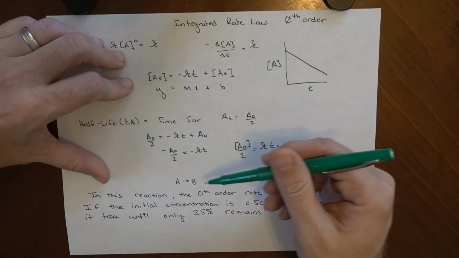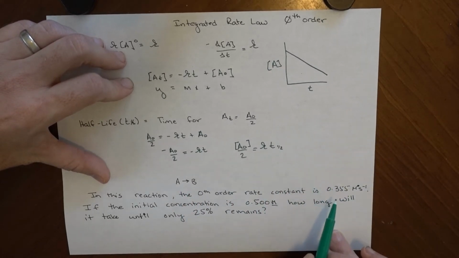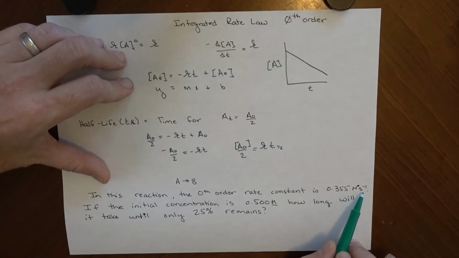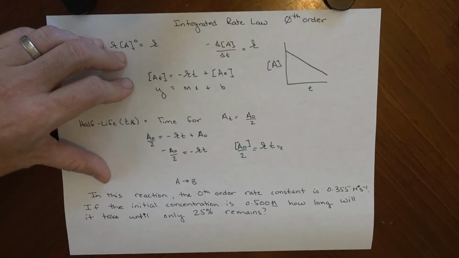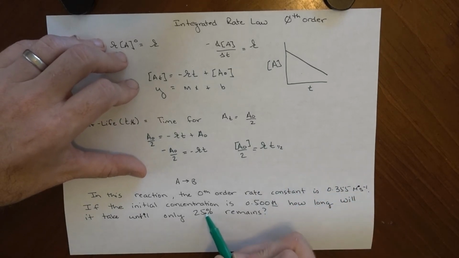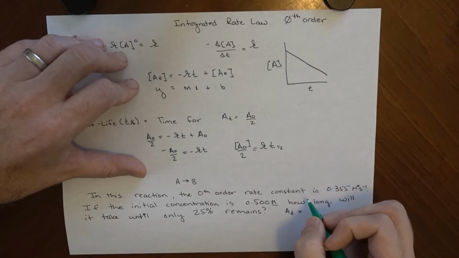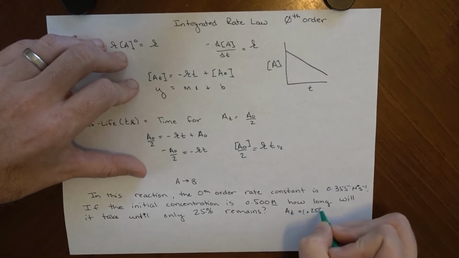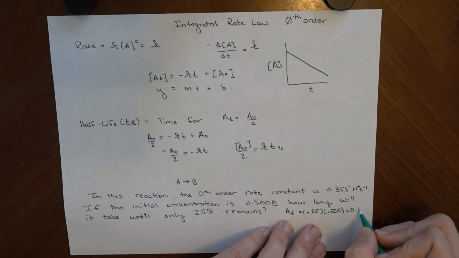Now, in this reaction, we're using a zeroth order rate constant of A going to B, and the constant k has this value, 0.355 molar per second. If the initial concentration is 0.5 molar, how long will it take until only 25% remains? That means 75% of it has gone away. So the new concentration will be 25% of this. So our concentration A at that time t is going to end up being 0.25 times 0.5, which is 0.125 molar.